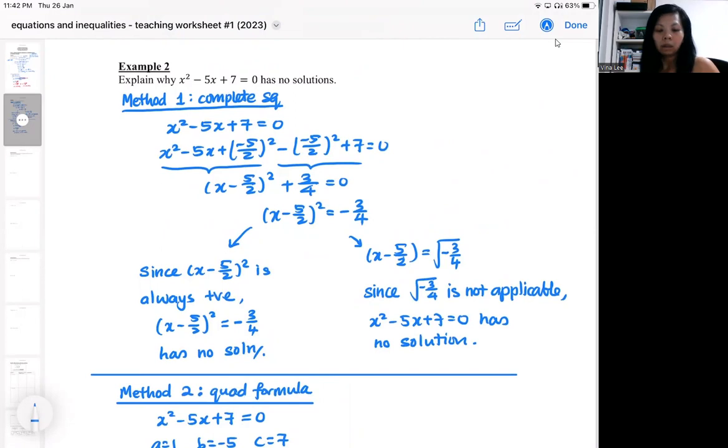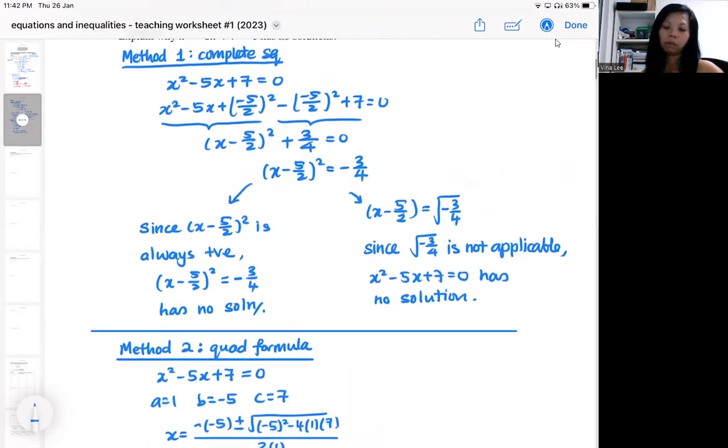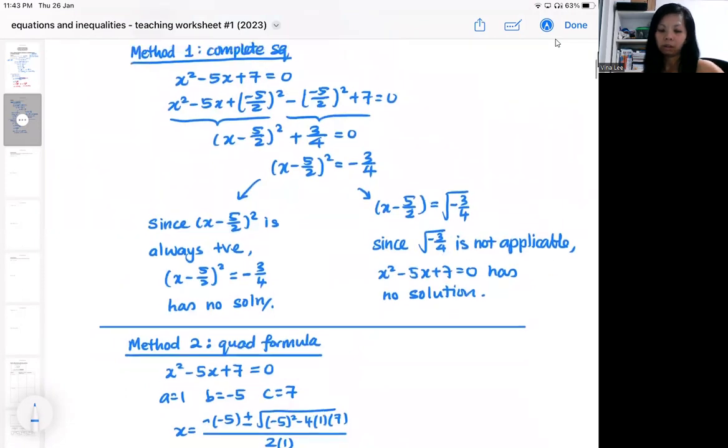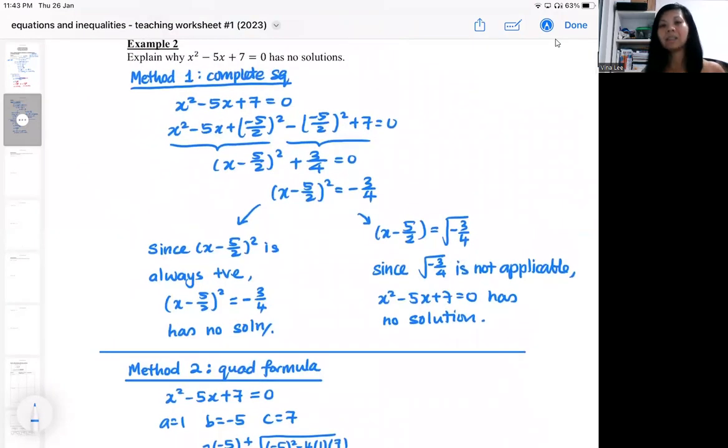So for the execution, for E-math, you do not need to explain much. But for A-math, yes, you will need to explain. You can explain with the complete square approach, or you can explain with the quadratic formula approach. It's almost like solving it, just that you end up with something that's not possible.